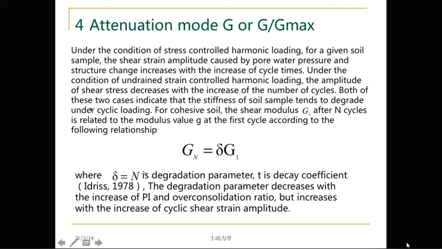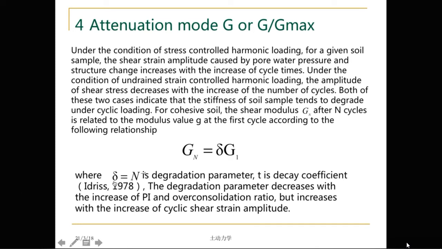Both these two cases indicate that the stiffness of soil sample tends to degrade under cyclic loading. For cohesive soil, the shear modulus Gn at n cycles is related to the modulus value G1 at the first cycle according to the following relationship: Gn equals delta times the initial shear modulus G1 of the first cycle.